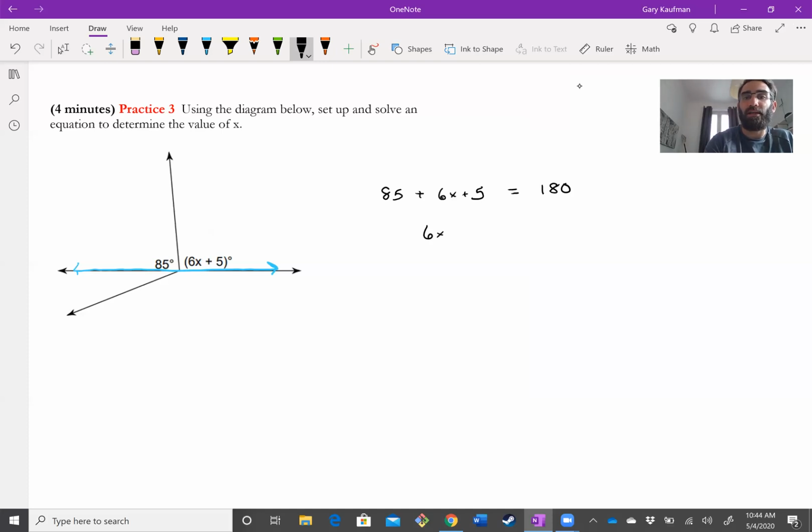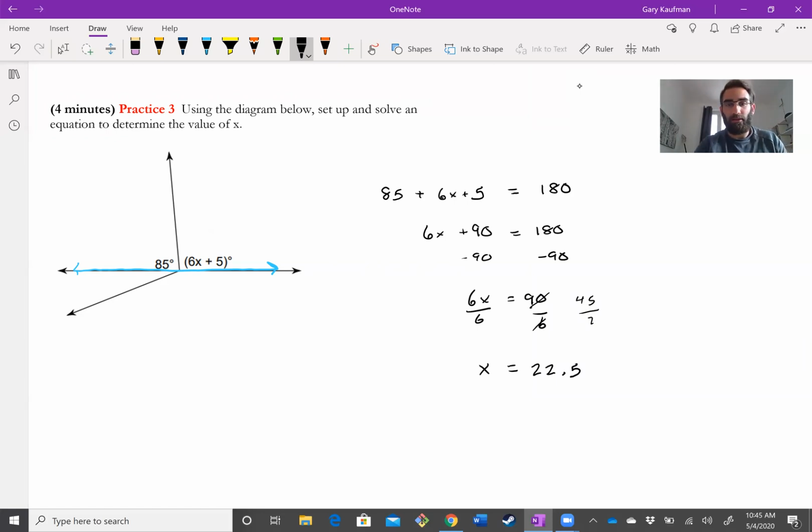Therefore, I can say 6x plus 90 equals 180. Subtract my 90. 6x equals 90. Divide by 6. X becomes 45 halves, so it's 22.5. Oh, that's not correct. Sorry about that. I'm doing my math incorrectly without a calculator. So I divide by 3, that's 30. So that's 15. So x is 15.